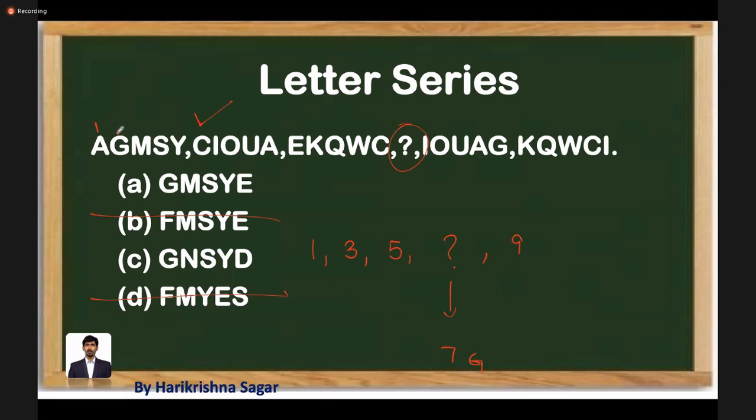Let me look at the next one. This is G. G is what? The seventh alphabet. This one is I. I means ninth alphabet. K means 11th alphabet. O means 15th alphabet. What should be the missing term? It should be the 13th alphabet. The 13th alphabet is what? M. The answer choice should start with a suffix of GM. Mark it as option A.